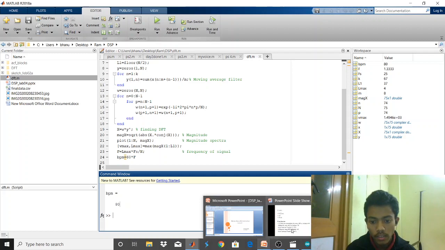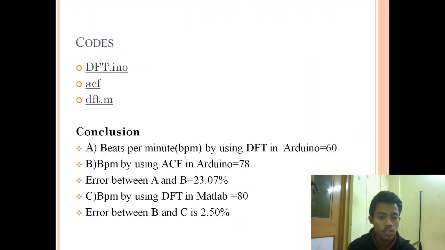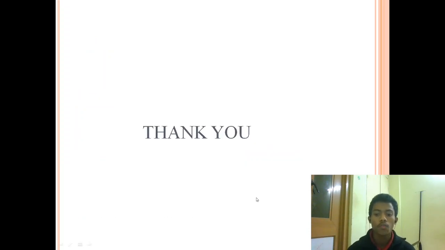So let us analyze; this is the conclusion. I got 60 beats per minute by using the DFT algorithm in Arduino, and 78 by using the autocorrelation function in Arduino. The error between A and B is approximately 23%. When I calculated beats per minute by using the DFT algorithm in MATLAB, I got 80. The error between B and C is 2.5%. It means the beats per minute is mostly around 78 or 76. Okay, thank you. We are done with today's experiment.